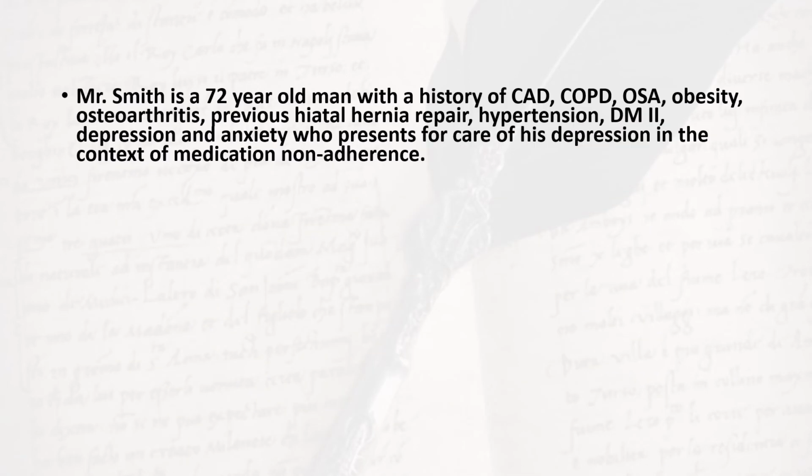Most commonly, we hear something like this. Mr. Smith is a 72-year-old man with a history of coronary artery disease, chronic obstructive pulmonary disease, obstructive sleep apnea, obesity, osteoarthritis, previous hiatal hernia repair, hypertension, type 2 diabetes, depression, and anxiety, who presents for care of depression in the context of medication non-adherence. So what do you expect to hear next in the argument?